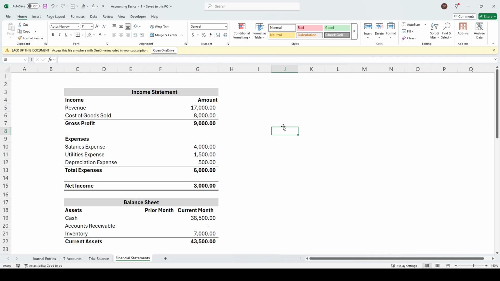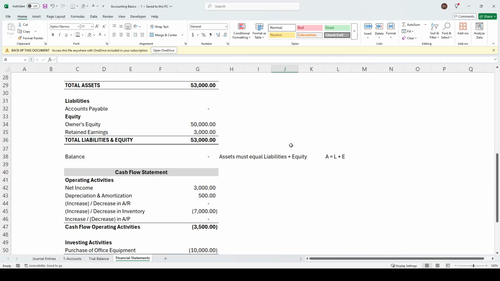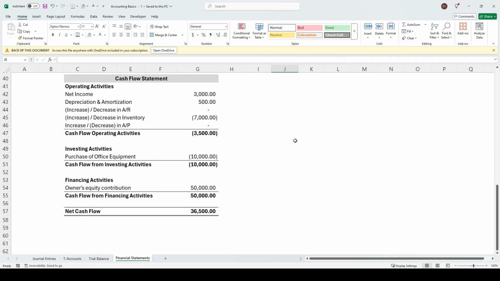In today's video we're going to walk through how to create the three financial statements in accounting. We will create an income statement that shows the revenues and expenses of the business. We will also create a balance sheet that shows the total assets, liabilities, and equities. And we will finish off with the cash flow statement that shows the cash inflows and outflows of the business.